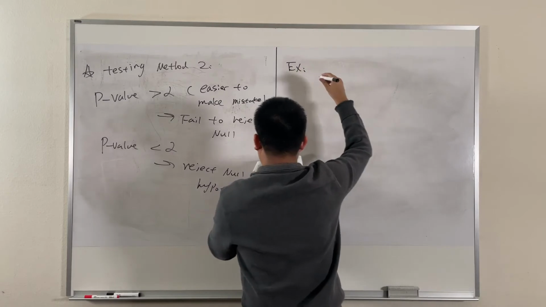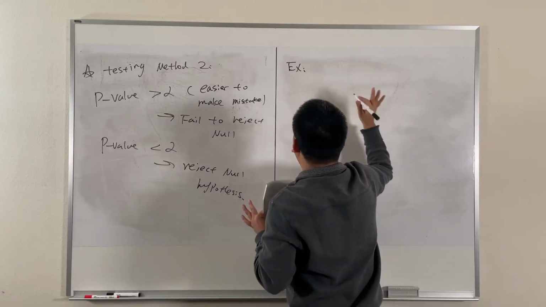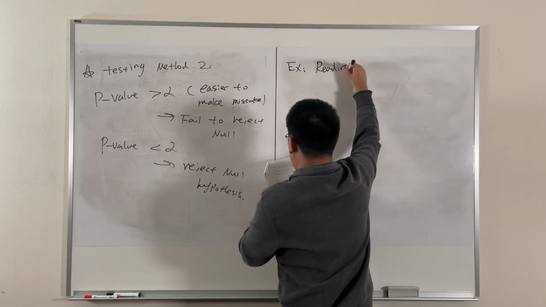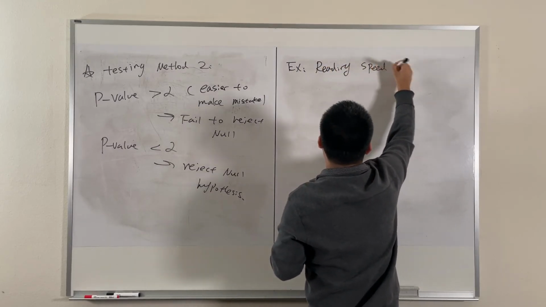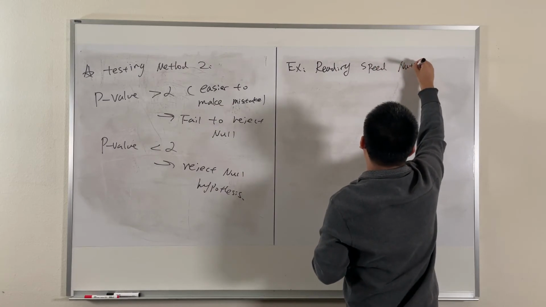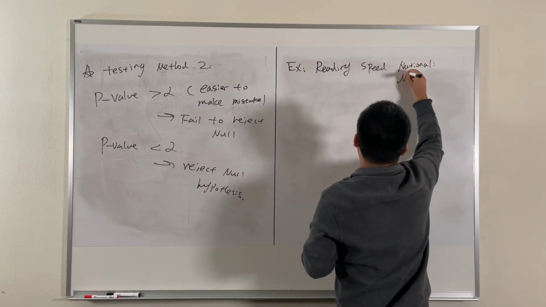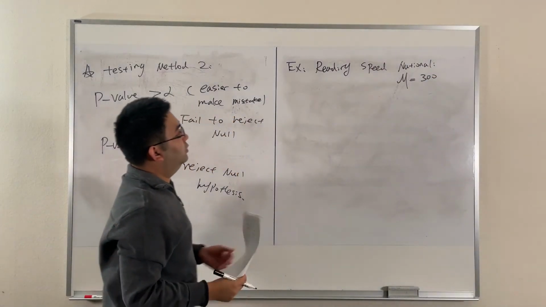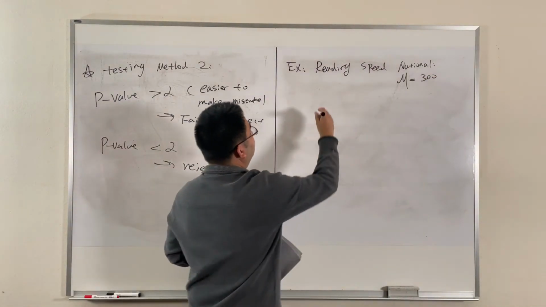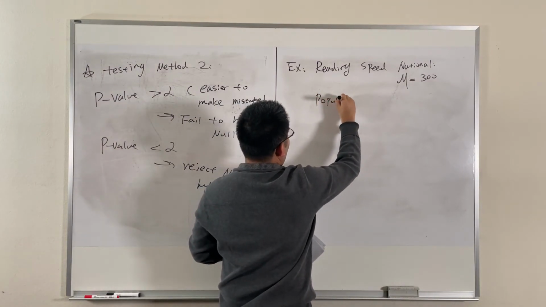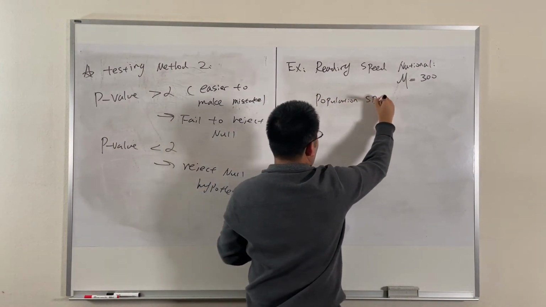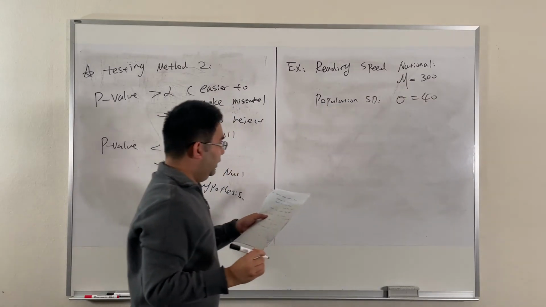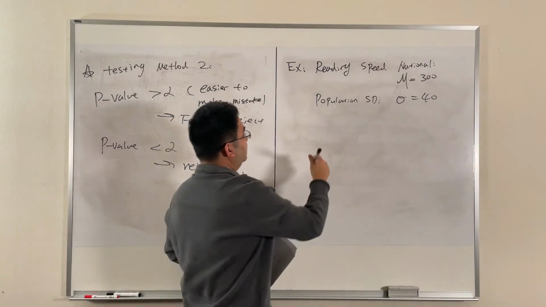So the example is our reading, it's by reading class again. So we're reading speed, the national mean, mu equals 300. So that's the national reading speed average. And then the population standard deviation, sigma equals 40. And then in your reading class, you have 10 samples.